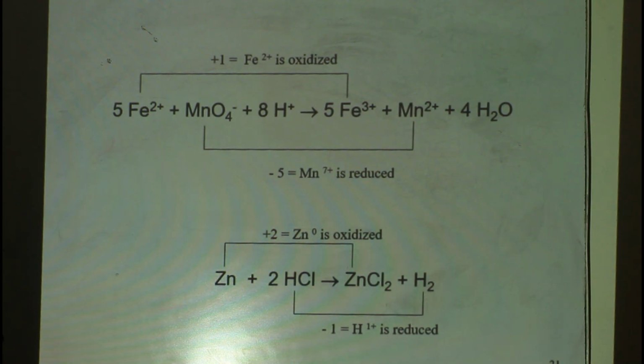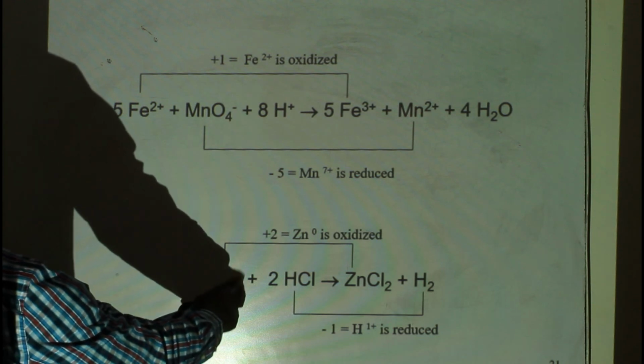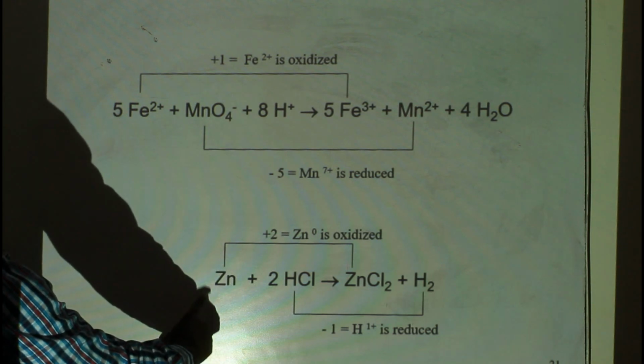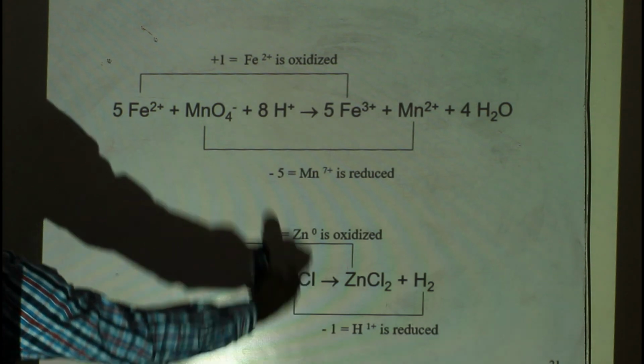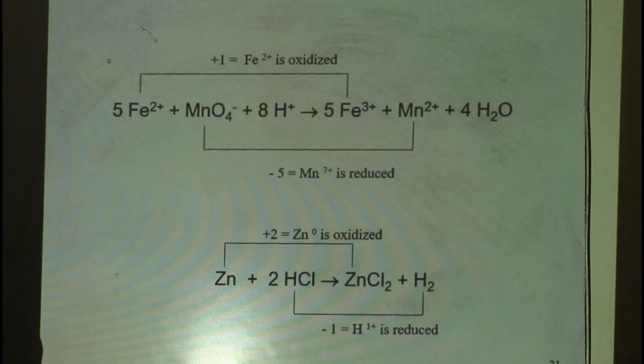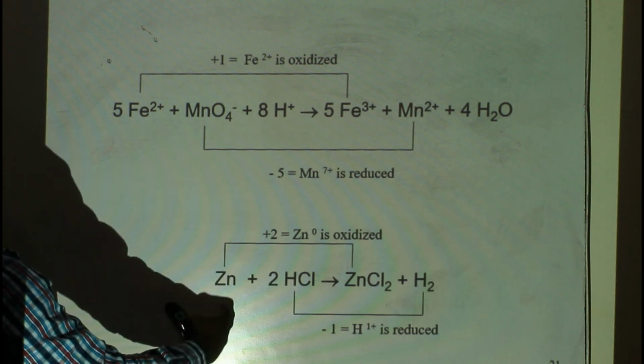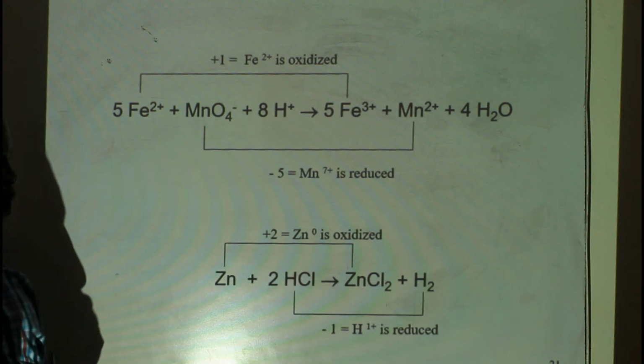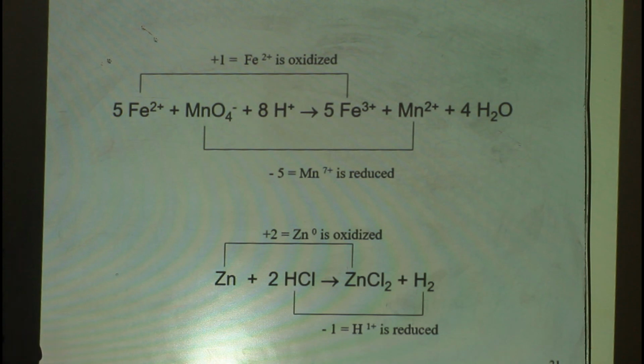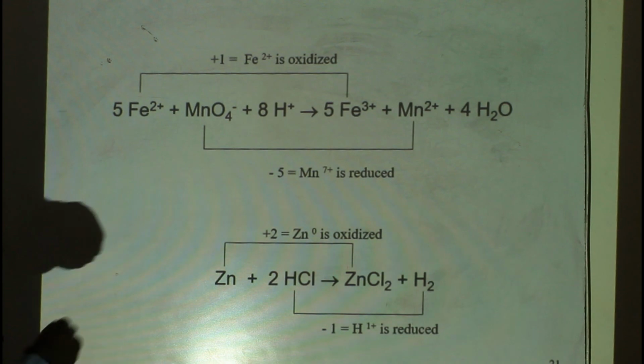So in effect, the zinc which has oxidized is going to cause the HCl to reduce. So it's going to take the hydrogen to itself, the Cl to itself. So this zinc has oxidized, and therefore it's called a reducing agent. Then the HCl, which has reduced, is called an oxidizing agent.